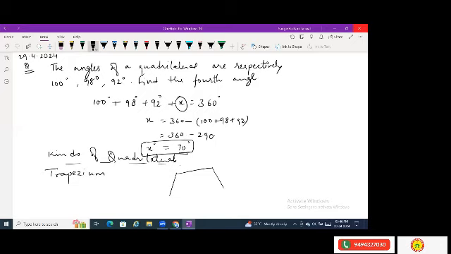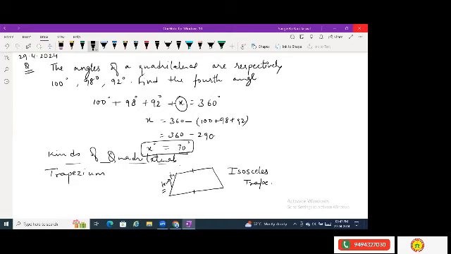Now trapezium is a quadrilateral which has one pair of opposite sides parallel. So this is a trapezium. We call this type of shape a trapezium. The other two sides are non-parallel. If the lengths of the two non-parallel sides are equal, then we call that kind of trapezium an isosceles trapezium.